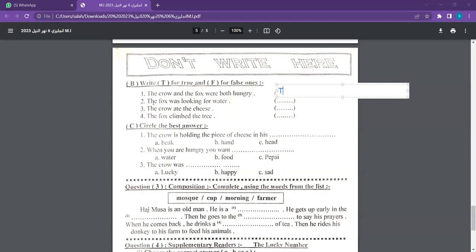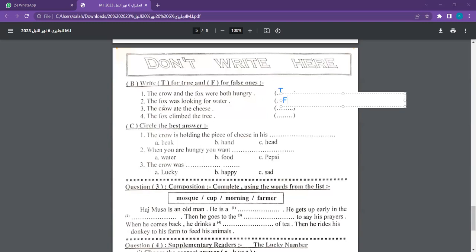Okay, number two. The fox was looking for water. Is it true or false? He is hungry. False. Very good, because he was looking for something to eat.